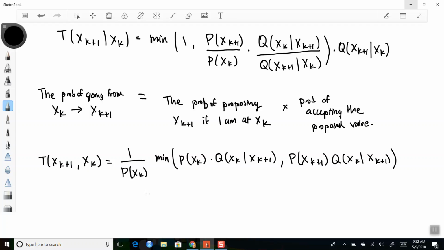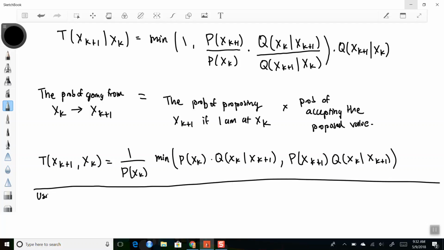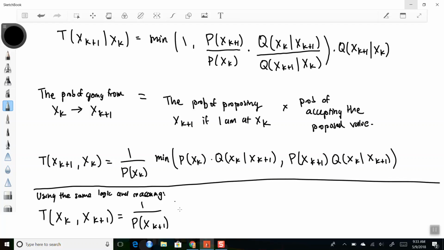Okay, using the same logic, if I flip everything around, using basically the same logic and reasoning, then the transition probability of going from x_{k+1} to x_k is going to be equal to 1 over the probability of x. So I'm just basically switching symbols here.